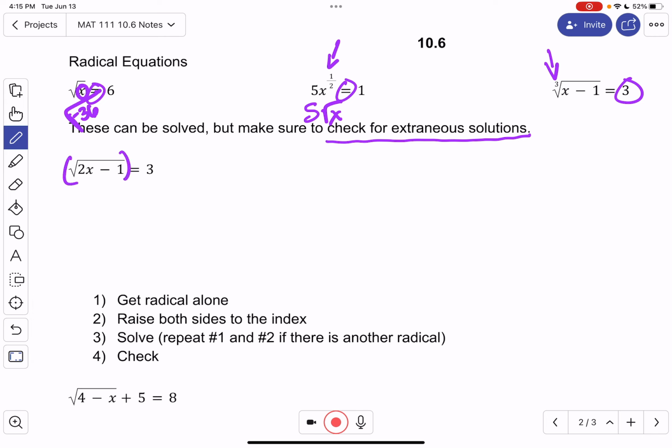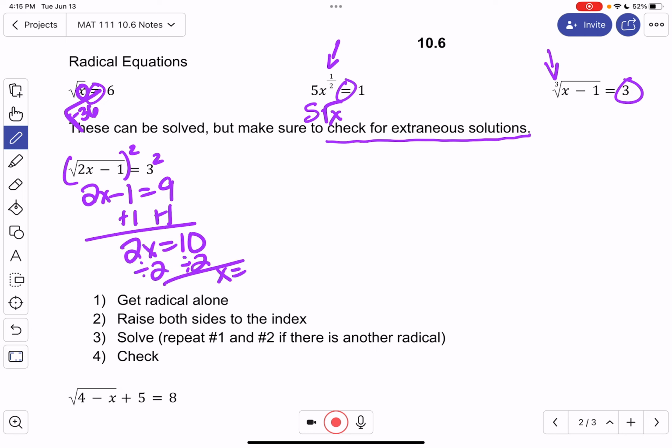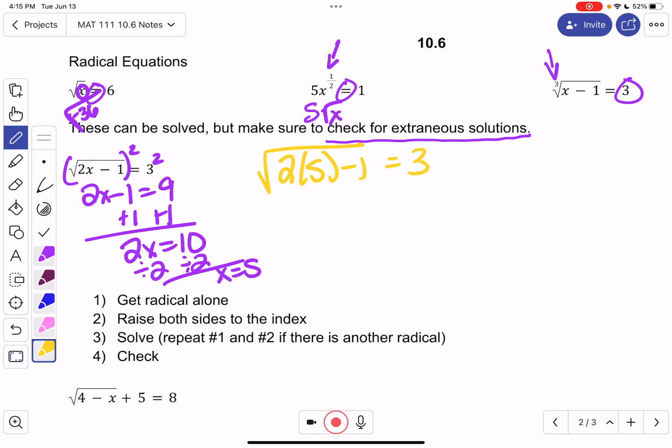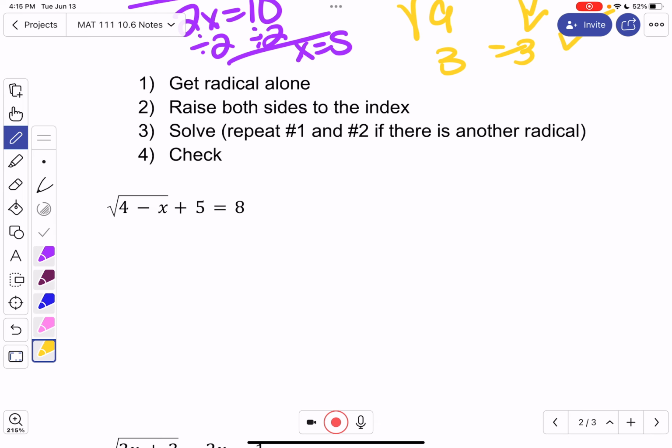Well, how do you undo a square root? Well, you square both sides. So we would get 2x minus 1 equals 9. Solve it like normal. And we end up with x equals 5. So then we just always want to make sure we're checking it. So if I plug that in, 2 times 5 is 10. 10 minus 1 is 9. And the square root of 9 is 3. That works.